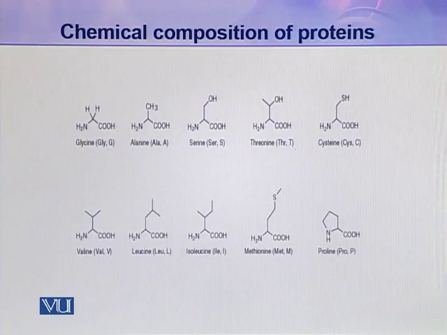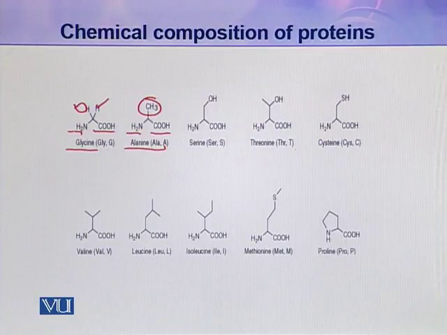For example, this is glycine, and in glycine there is one carboxylic group, one amino group, one hydrogen, and the R group is hydrogen. So this is the simplest amino acid, in which the R group is hydrogen. Here you can see alanine. Again there is one carboxylic group, one amino group, and the R group is methyl. This is another simple amino acid. Then you can see serine. This is the R group of serine. Then threonine. This is a little bigger than the other amino acids.